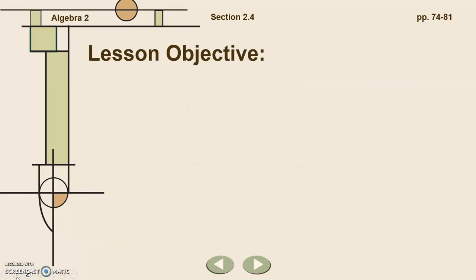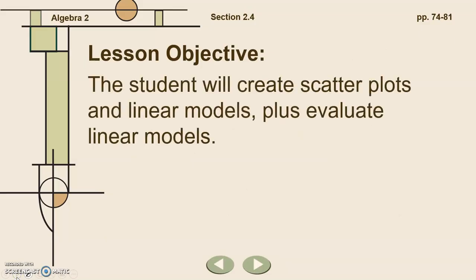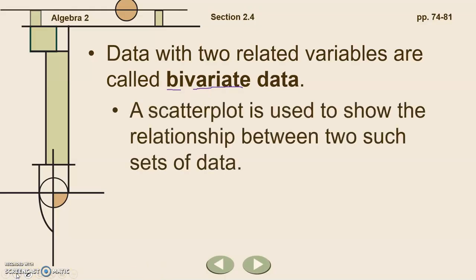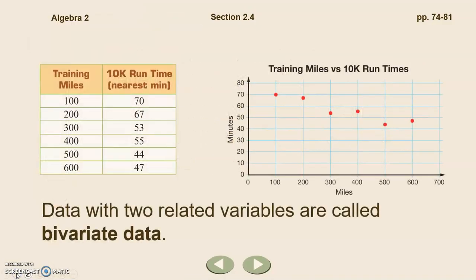Our lesson objective for today is this: you, the student, will create scatterplots and linear models, plus evaluate linear models. Data with two related variables are called bivariate data. Bi means two, variate means variable, so two variable data, bivariate data. That should make sense to you. A scatterplot is used to show the relationship between two such sets of data.